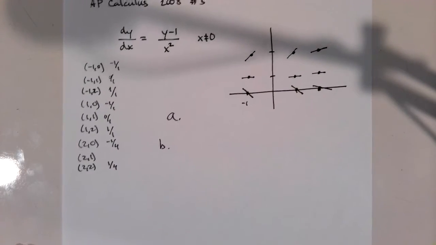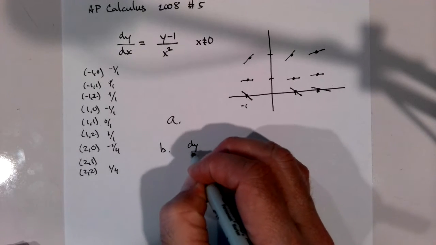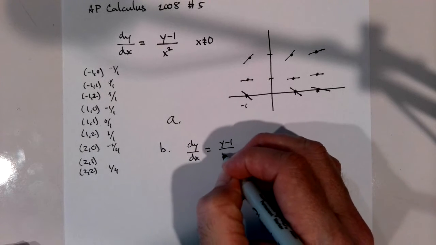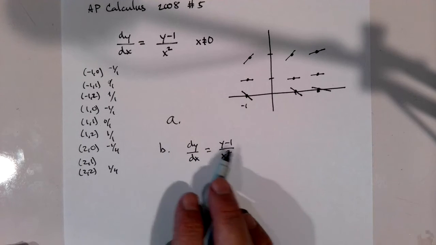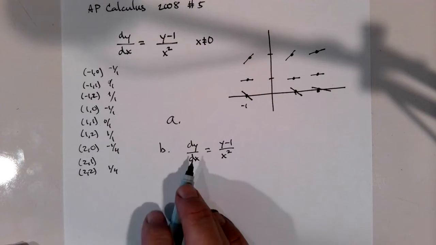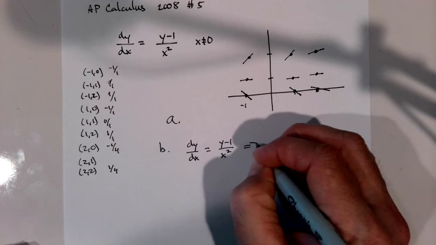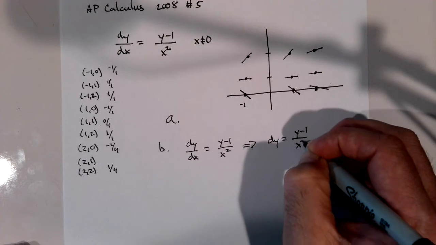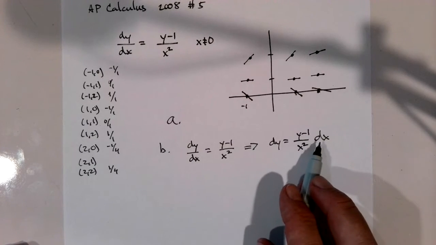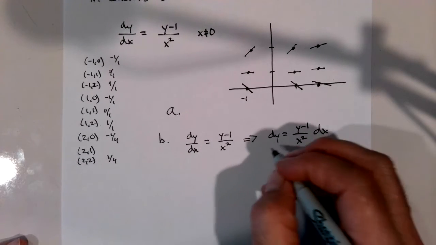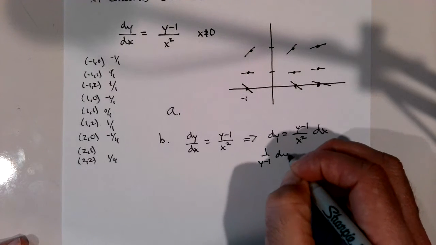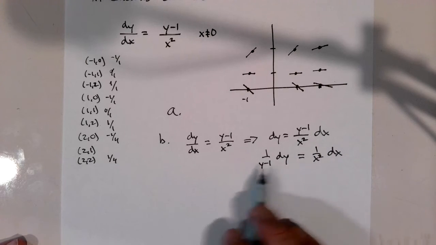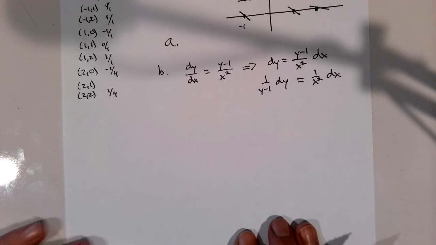Part B says find the particular solution. And this is where we do the separation of variables. Separation of variables just requires that we get the x's with the x's and the y's with the y's. So in this situation, I end up with dy equal to y minus 1 over x squared times dx. Then if you divide by y minus 1, 1 over y minus 1 dy is equal to 1 over x squared dx. Just doing that separation of variables is enough to give you some points.